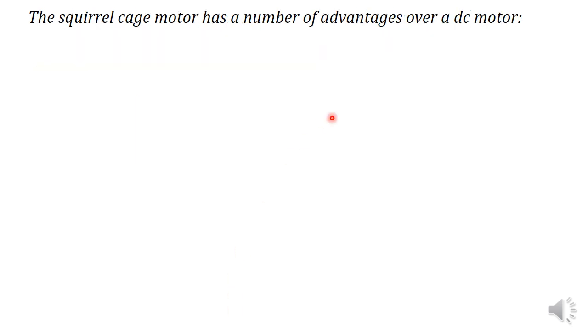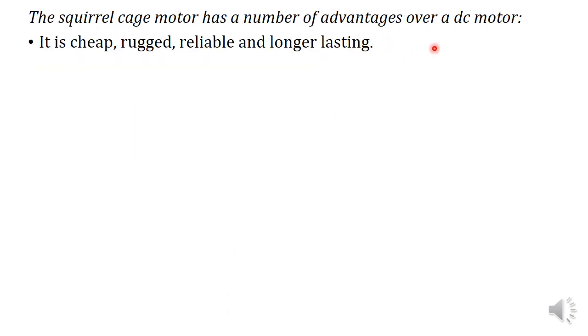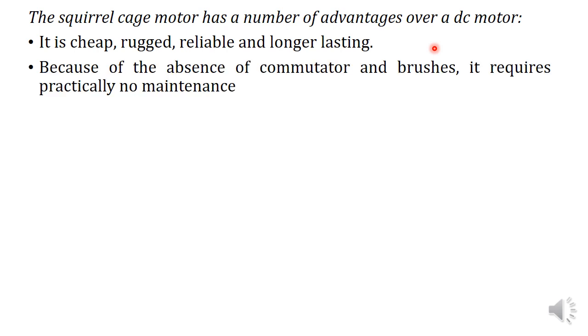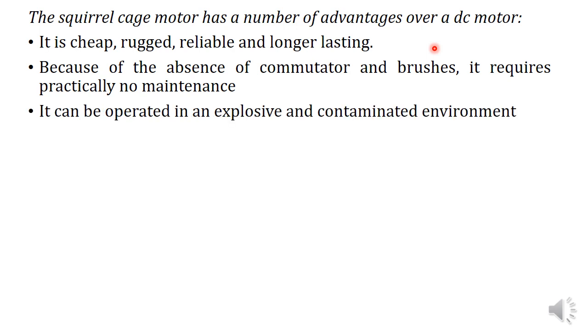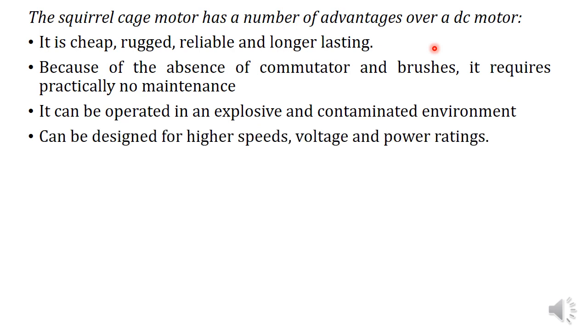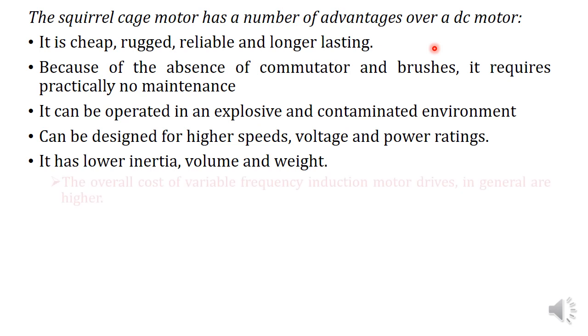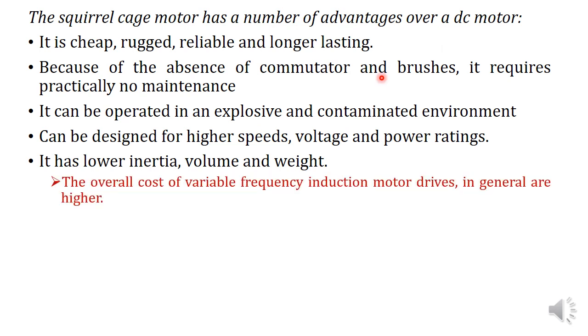So let's see what the advantages of squirrel cage induction motors are. Very cheap, reliable and long lasting. It needs less maintenance, so it can be operated in explosive and contaminated environments, and it can be designed for high speed, voltage and power ratings. It has lower inertia, volume and weight. But the V by F controlled induction motor drive is much costlier as compared to other induction motor drives.